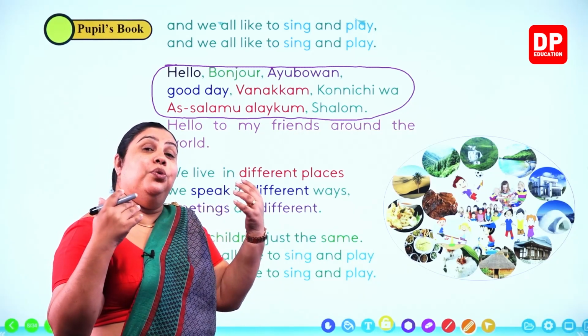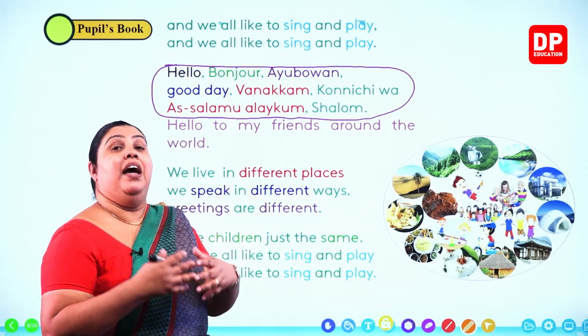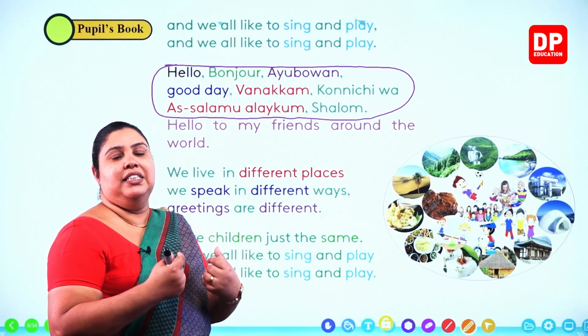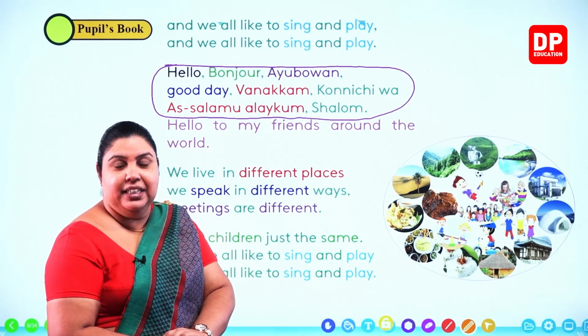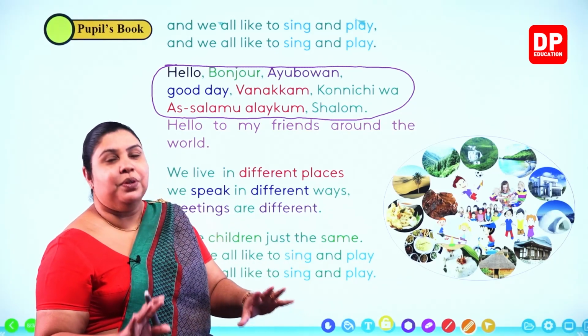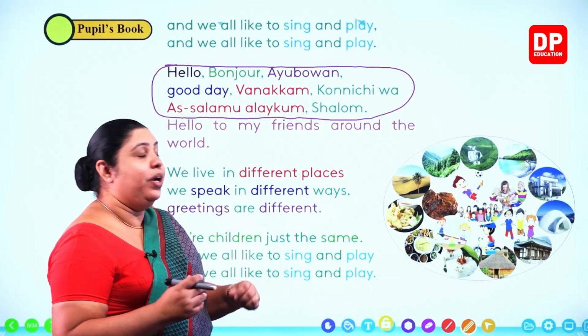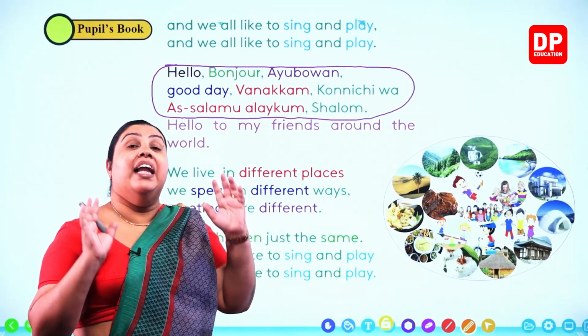We have to help each other. We have to think about the other person, think of the other person's needs, and we have to help each other. So as little children, what you have to do is you have to enjoy. You have to enjoy, sing and play and learn.